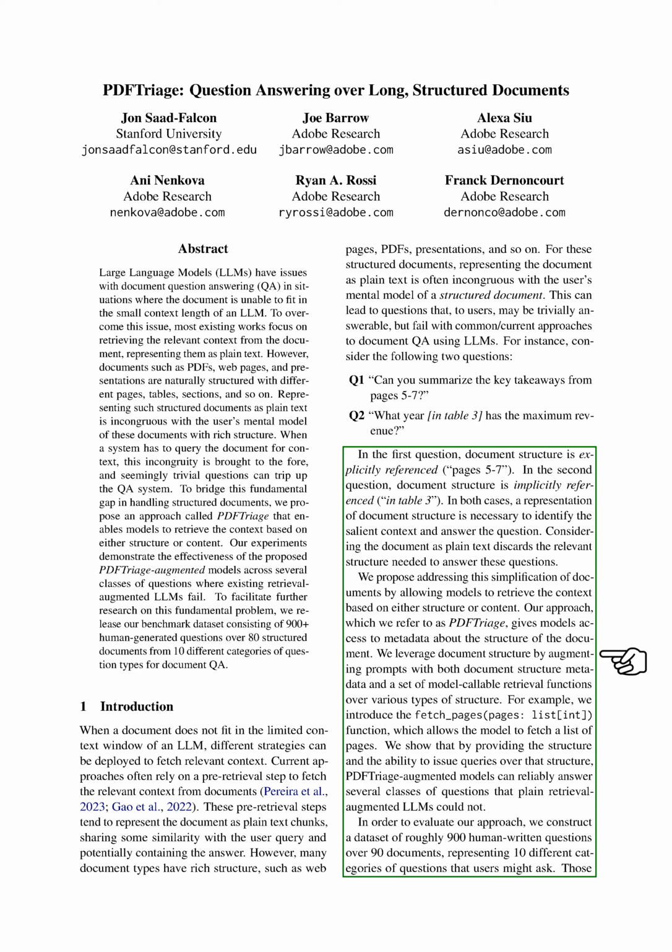To address this, we propose a new approach, which we call PDFTriage. This method allows models to retrieve information based on the structure or content of the document. PDFTriage provides models with metadata about the document structure and a set of functions that can retrieve different types of structure. For instance, we introduce a function called fetch_pages, which allows the model to retrieve a list of pages.